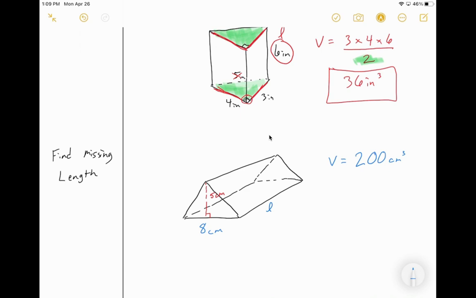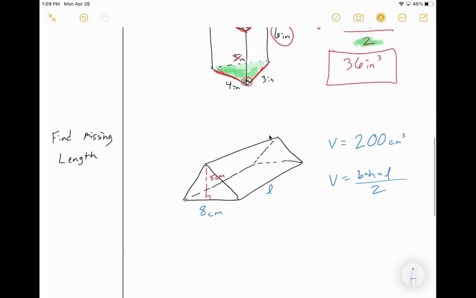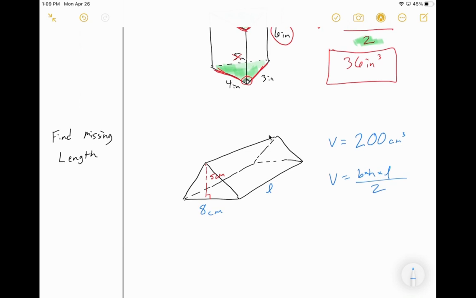Check it out. Now, again, this is a pretty hard problem, but I just wanted to make sure you guys know how to do it because some of you might reach this level. All right, so this is what we're going to do. Set up the formula. Volume is equal to base times height times length divided by 2. Next, fill in all of the numbers that you know.